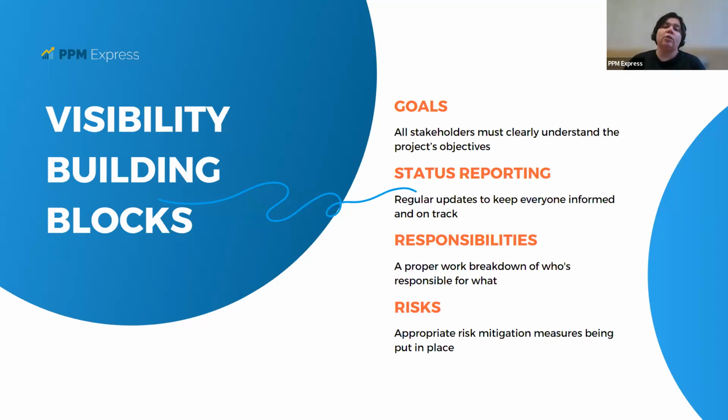And it is also crucial to identify and communicate any risks that may arise during the project. This allows project managers to take appropriate risk mitigation measures and keep the project on track. By ensuring that all these four elements are addressed, PMs can improve the visibility of their projects and increase their chances of success.